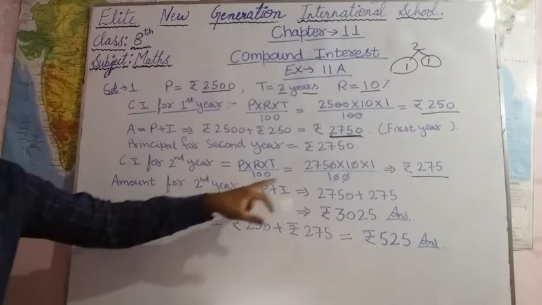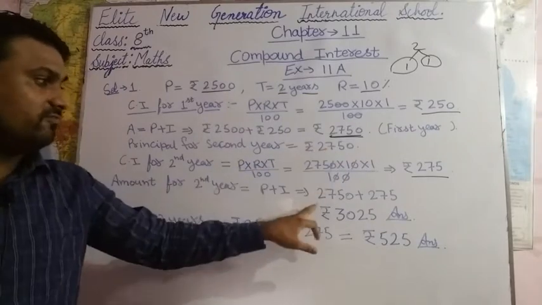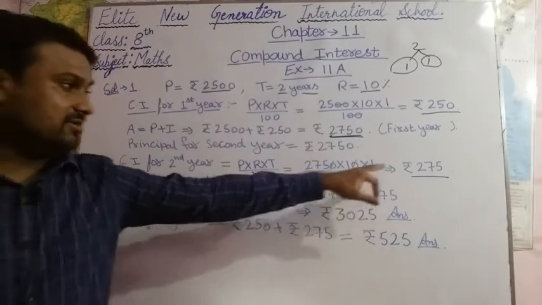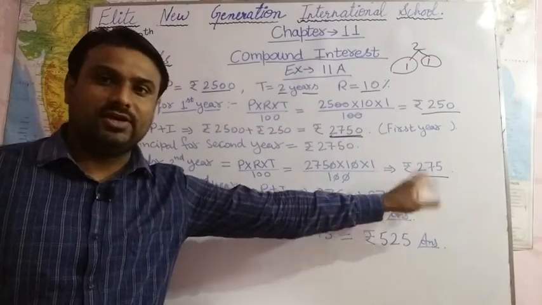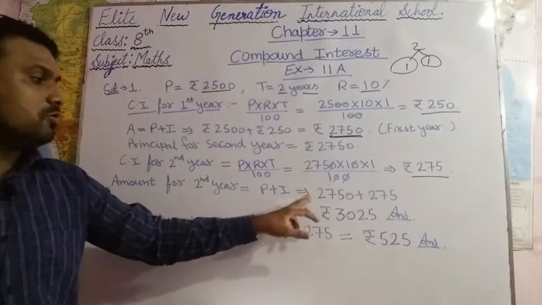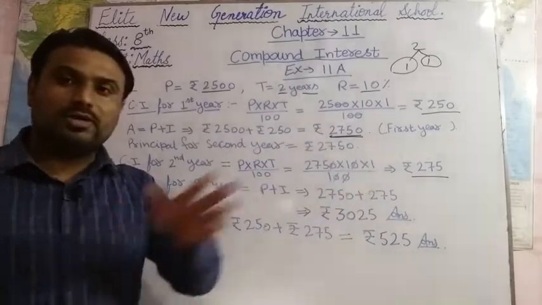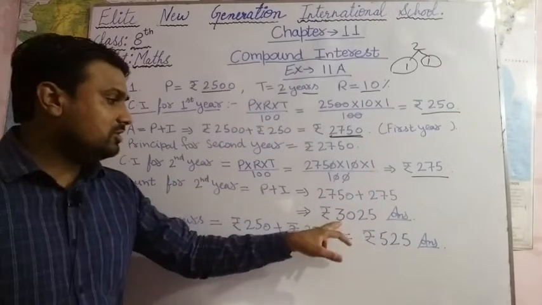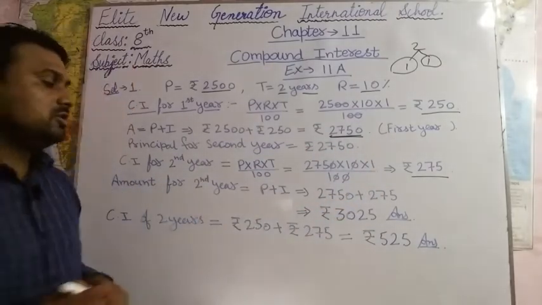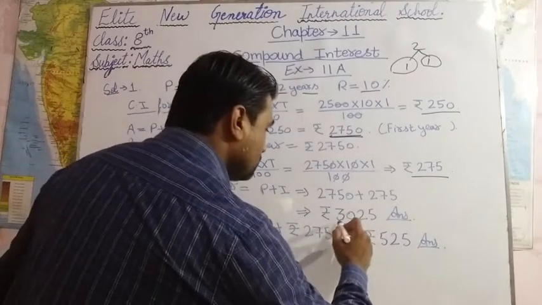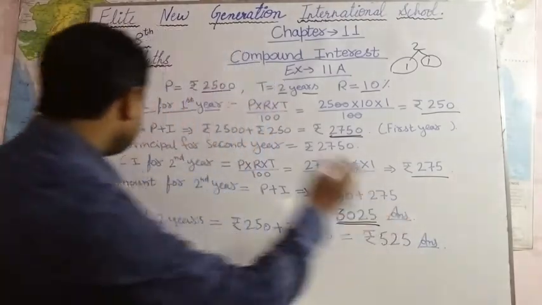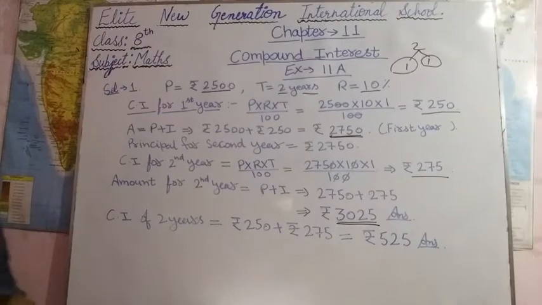So here principal was 2750 and interest of second year 275. So we will add it, 2750 plus 275, it will be 3025. So 3025 will be the amount after 2 years. So this is the amount.